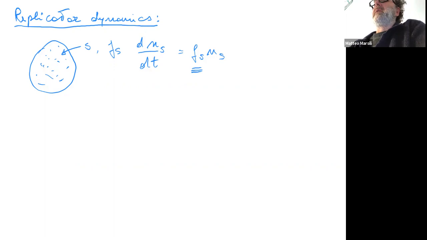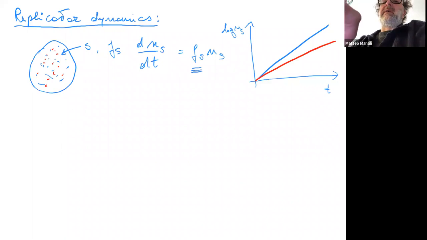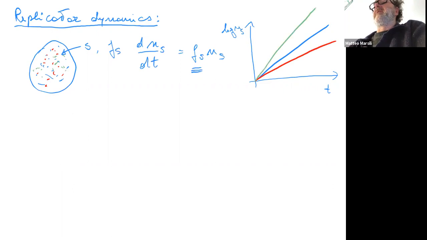So that essentially if this is all that is going on, and if the fitness does not depend on who you meet, I mean, these are not interacting, then if you plot the log of Ns versus t, you just get a straight line, okay? And then if you have a different type of individuals, the red individuals, they will have a different fitness and they will go with a different rate, okay? And if you have another type of individuals, maybe they will grow at a different rate, okay?